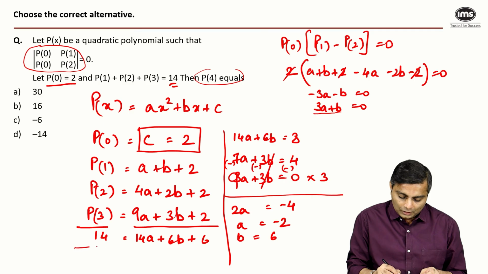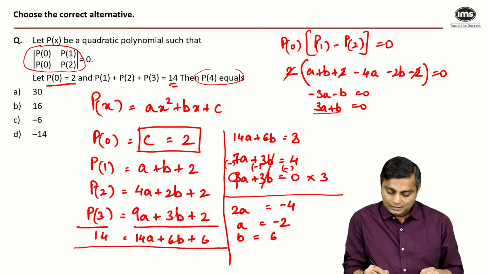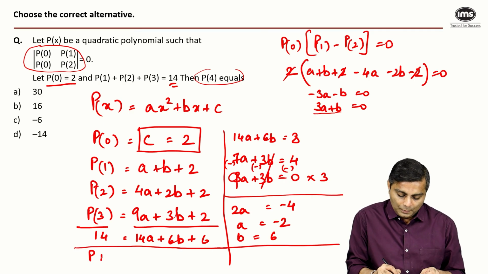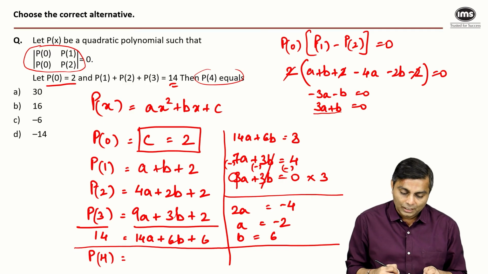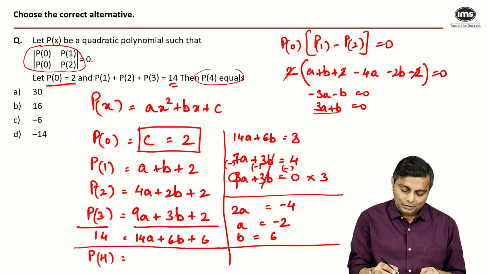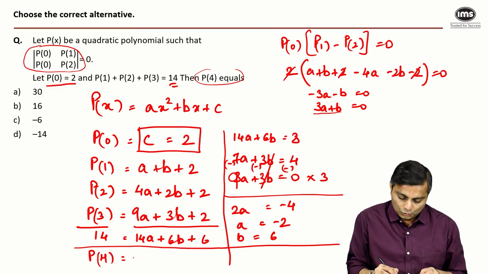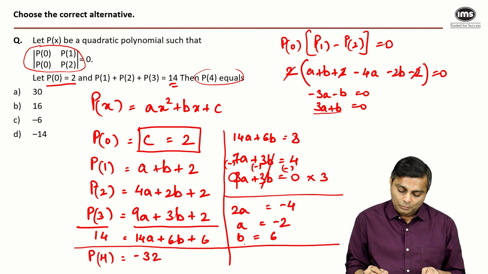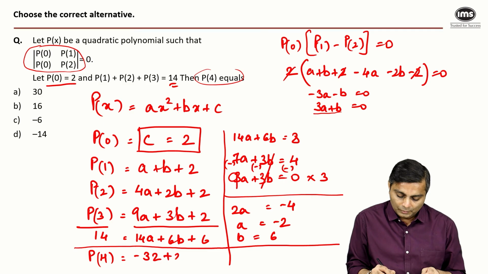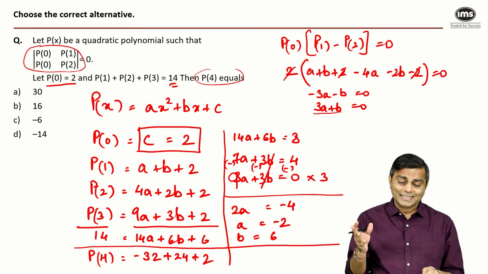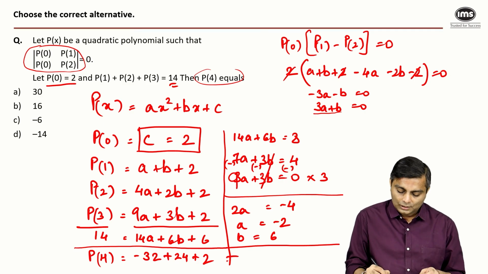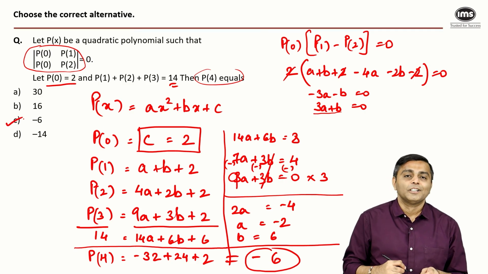So p4 is what? Let me make some space for p4. P4 is going to be equal to 16 times a, which is minus 2. So 16 into minus 2 is minus 32. Then 4b, where b is 6, and 6 into 4 is 24. So minus 32 plus 24 and plus c, which is 2. So 24 plus 2 is 26, and 26 minus 32, the answer is going to be minus 6. That's our final answer, option C.